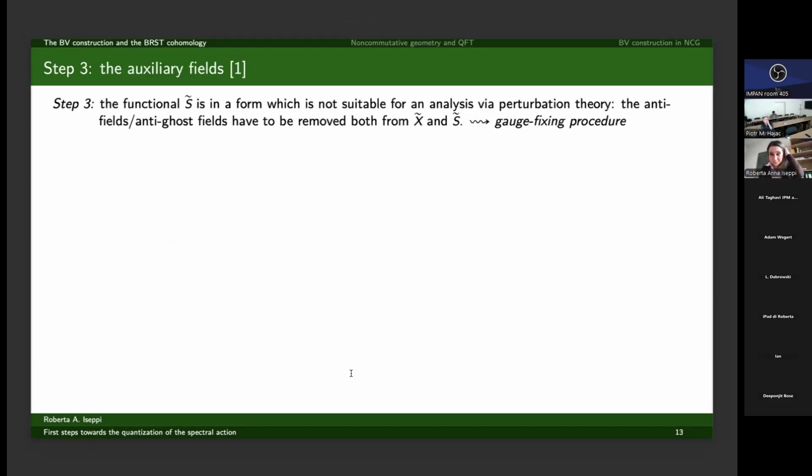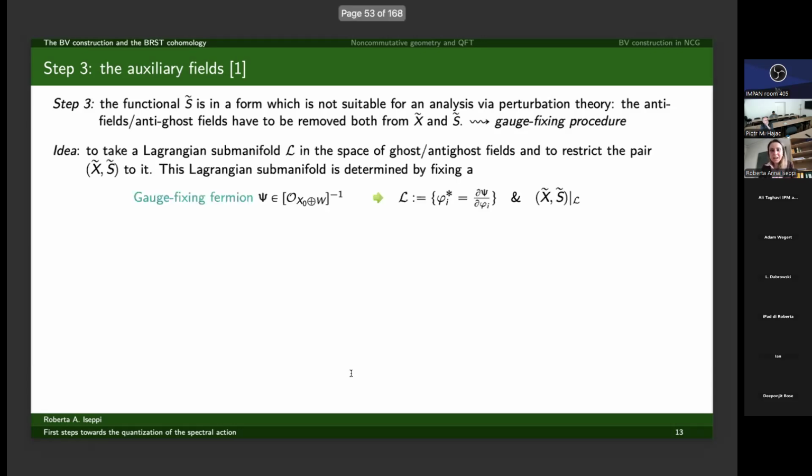And then, fortunately, there is a small technical detail. So the idea is that we are at the point where we enlarge our space, and we still need to find this Lagrangian submanifold. That's our goal. So we do have a candidate for a new action, but we are still looking for this Lagrangian submanifold. And the finding of this Lagrangian submanifold is usually done by performing a gauge fixing procedure. So one looks for a gauge fixing fermion, traditionally denoted with the capital Psi, which is asked to be a function only of the ghost.